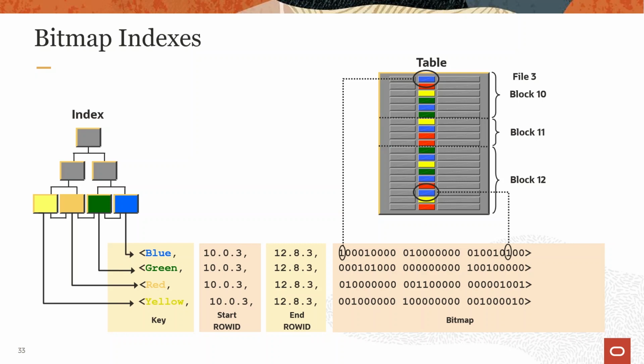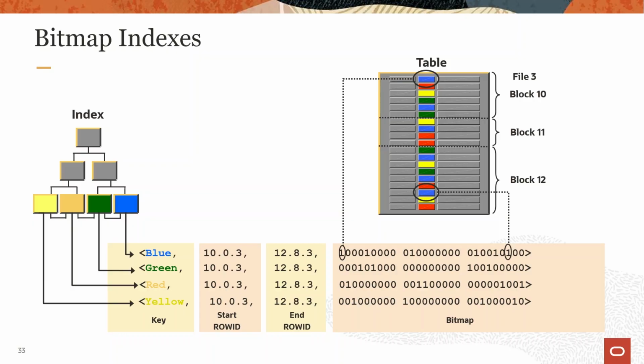Bitmap indexes are widely used in data warehouse environments. These environments typically have large amounts of data and ad hoc queries, but no concurrent data manipulation language transactions. Because when locking a bitmap, you lock many rows in the table at the same time.